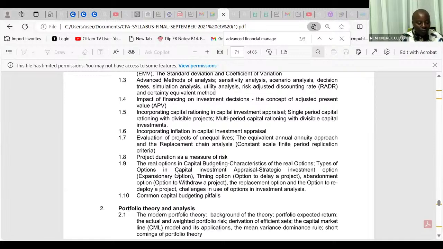And then we have what we call real options. And the real options, we shall be able to look at option to delay a project, abandonment option, option to withdraw a project, replacement option, and option to redeploy a project, challenges in use of options in investment analysis, common pitfalls, common capital budgeting pitfalls. As we shall be seeing, ladies and gentlemen, an option is a financial instrument which gives the holder the right, but not an obligation, to procure a certain quantity of a commodity at a certain price. Options are great.